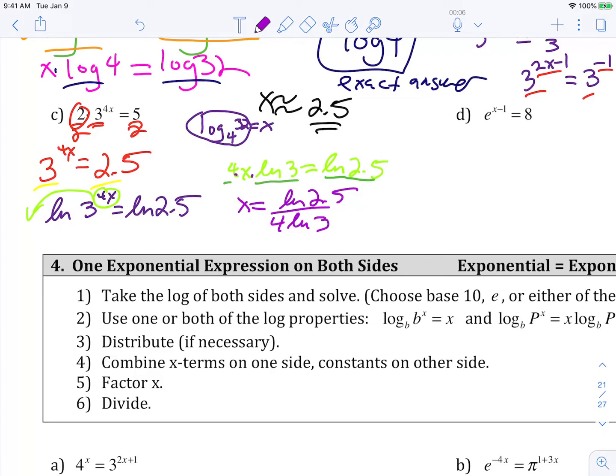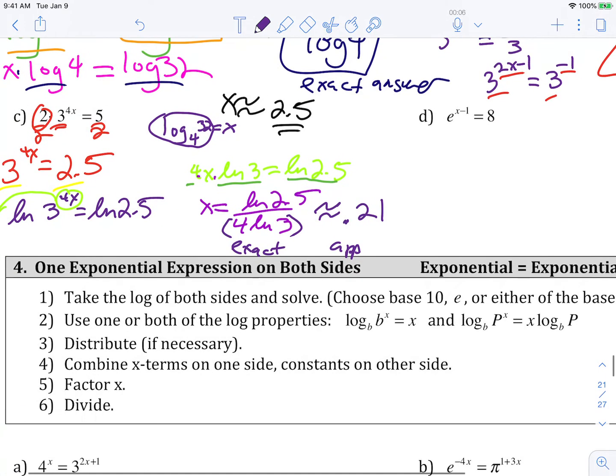So now be careful when you put this in your calculator. Some of you guys are going to write it just like this: natural log of 2.5 divided by 4 natural log of 3. What your calculator will read that as is natural log of 2.5 divided by 4, times natural log of 3. So you have to put this in parentheses. And if you do that correctly, you're going to get about 2.21. Okay? But this is the exact answer. This is an approximate.